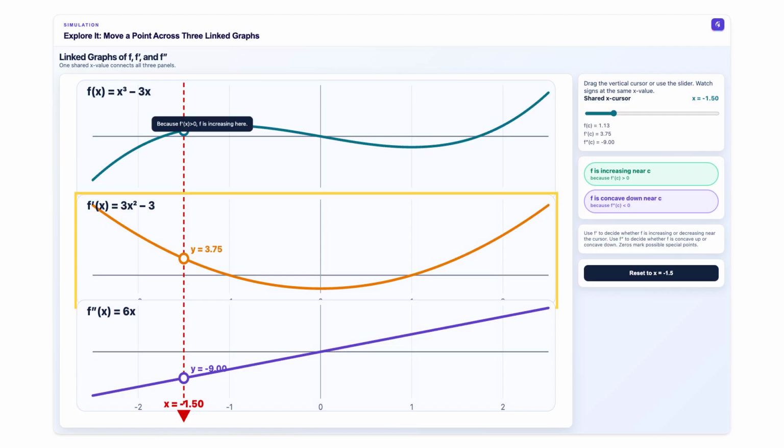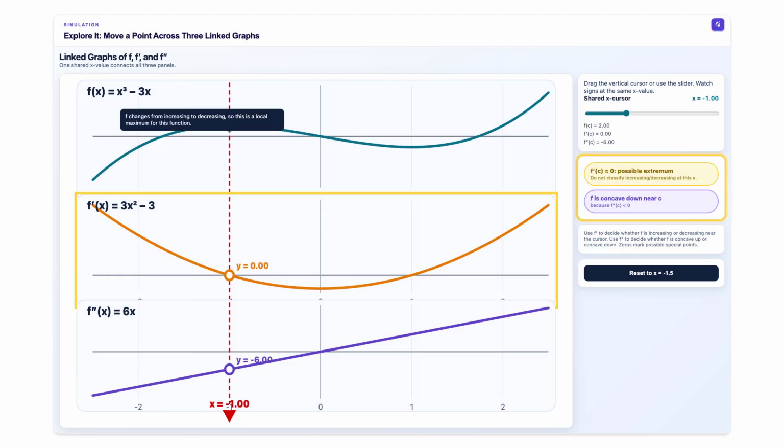Use the shared vertical cursor as one x value that lines up across all three graphs. Here, the point on the first derivative graph is above the x-axis, so the first derivative is positive, which means the original function is increasing near that same x value. Now move to where the first derivative equals 0.